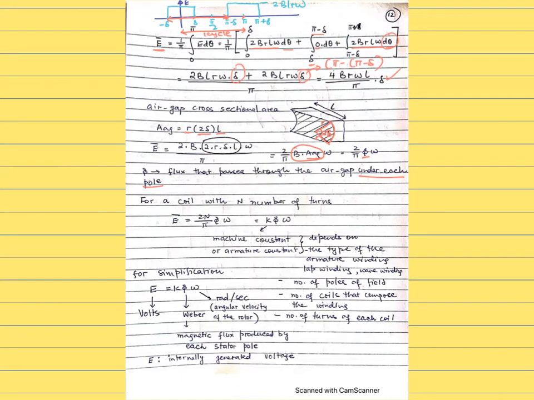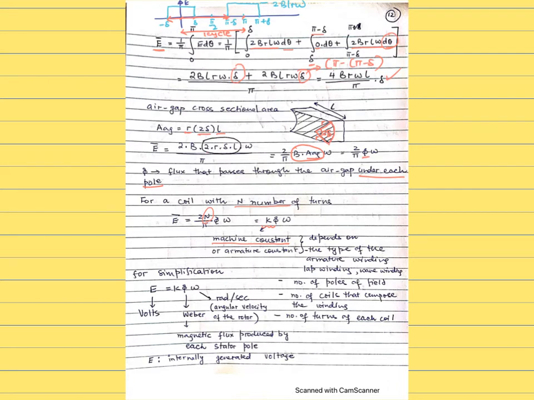So for a coil, that's the EMF, the voltage induced in the armature coil with 1 turn. If you have a coil with n number of turns, then it's going to be 2 multiplied by n, because voltage induced is directly proportional to the number of turns. And this factor 2n over pi, we're going to consider it as a constant K, which is called the machine constant or armature constant. That depends on the type of the armature winding, the number of poles of the field, number of coils, number of turns in each coil.